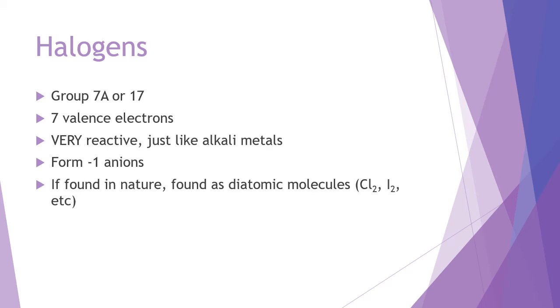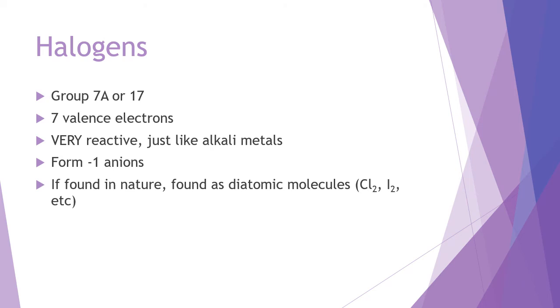The halogens are group 17. They contain 7 valence electrons, and because they are 1 away from that ideal number of 8, they are very reactive. They are just as reactive as the alkali metals. However, they will do so in slightly different ways. Halogens will take -1 anions when they take their ion form. This is very common in many salts.